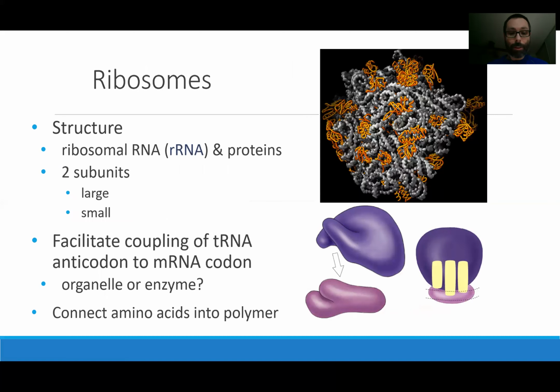Now we need a ribosome to help us do this. We need something to actually create the bonds between the amino acids. Ribosomes are kind of like gigantic enzymes. They are enzymes, or they are considered organelles with enzymatic functions. Is it an organelle or is it an enzyme? This is the third type of RNA that's come up now, ribosomal RNA, right?